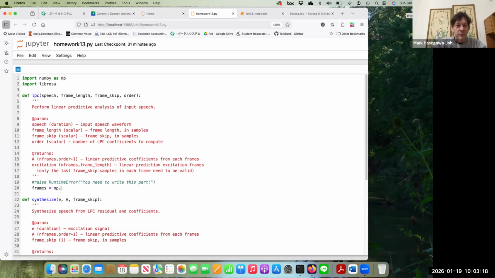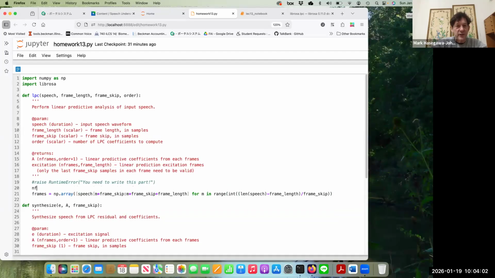So this is going to be something like we'll calculate an array, and that array will be speech of m times the frame skip up to m times the frame skip plus the frame length, for m in the range from 0 up to the integer of length of the speech minus the frame length divided by the frame skip. All right, that gives us the number of frames.